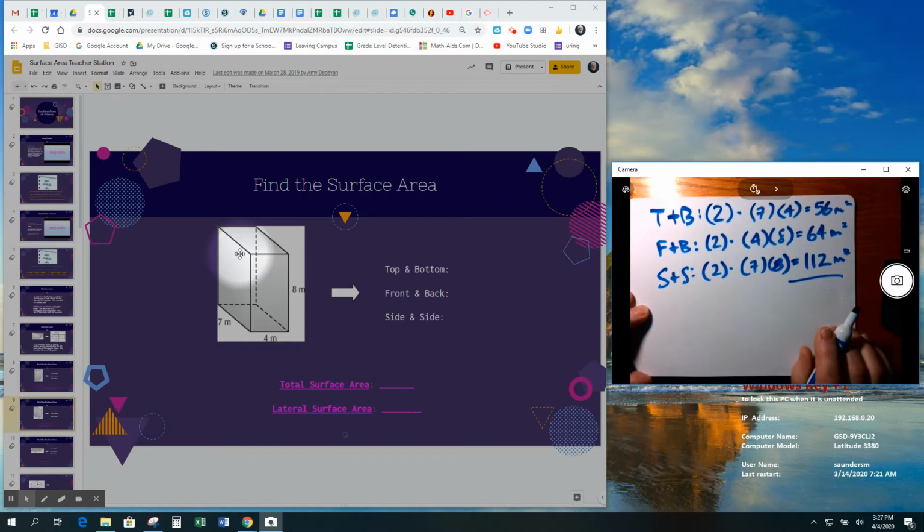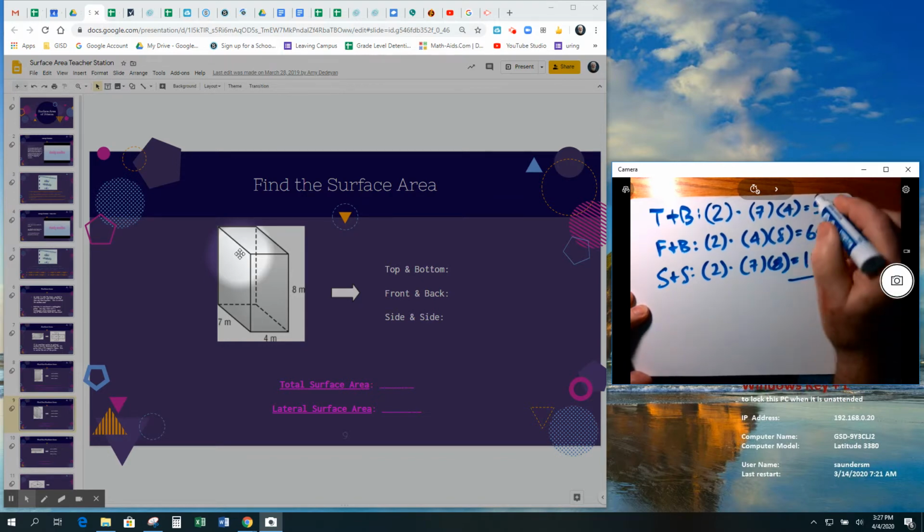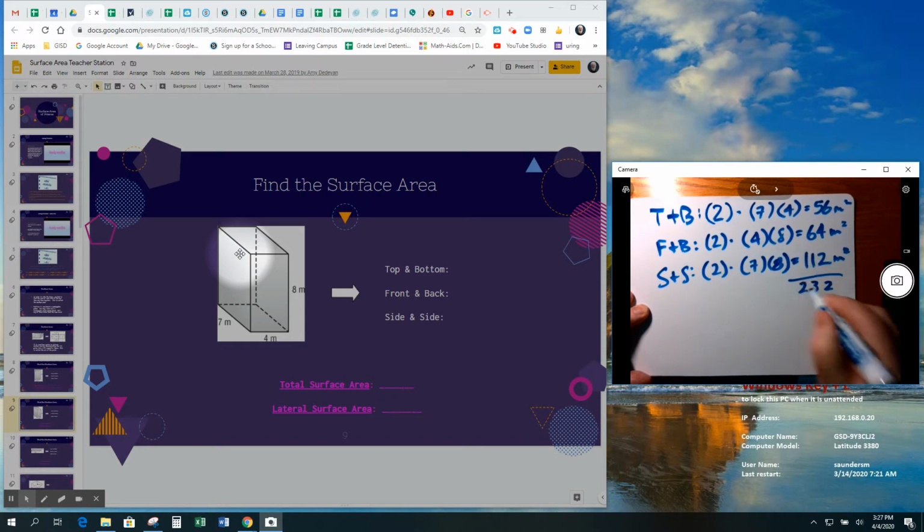And now all I have to do to get my total surface area is add those 3 numbers together. So 6 plus 4 is 10, plus 2 is 12, carry the 1. 5 plus 1 is 6, plus 6 is 12, plus 1 is 13, carry the 1. 1 and 1 is 2. So 232 square meters. This is my total surface area equals 232 square meters.